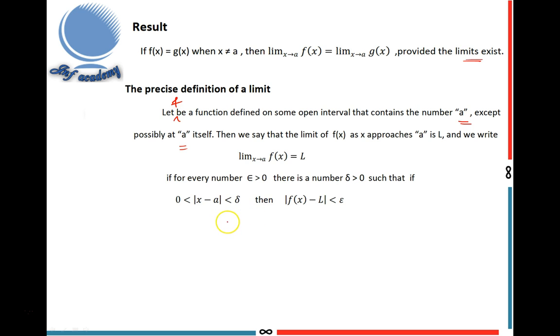That means |x − a| is the distance from x to a, and |f(x) − L| is the distance from f(x) to L, and epsilon can be arbitrarily small. The definition of a limit means that the distance between f(x) and L can be made arbitrarily small by taking the distance from x to a sufficiently small but not 0. This is the mathematical definition of a limit.